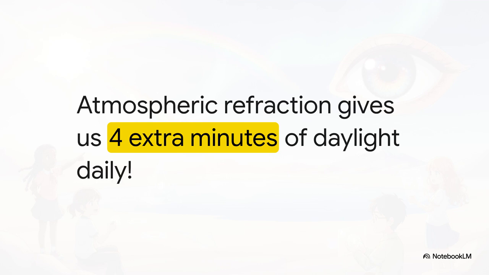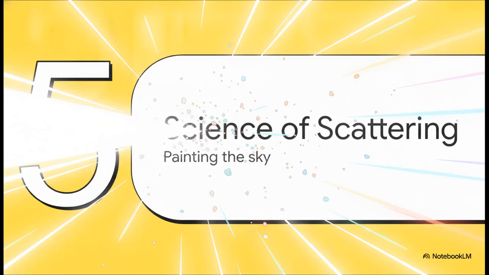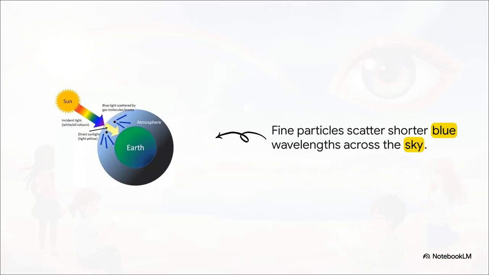No way, right? But light isn't just bending up there. It's also crashing into things, which leads us perfectly to the ultimate childhood question. Why is the sky blue, while outer space is completely black? Section 5. The Science of Scattering. Painting the Sky. To answer that, we have to look at the Tyndall effect.